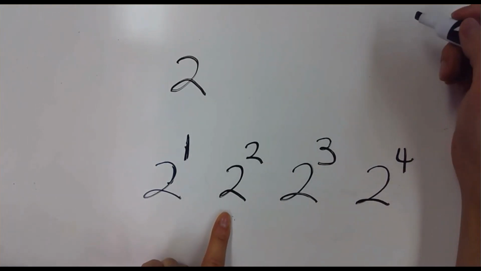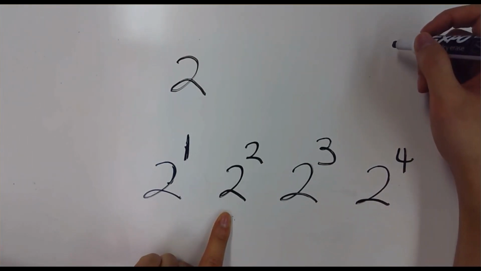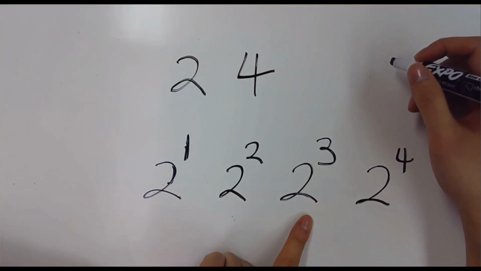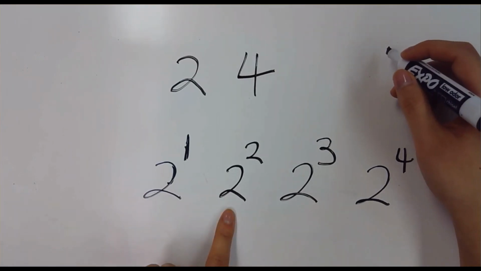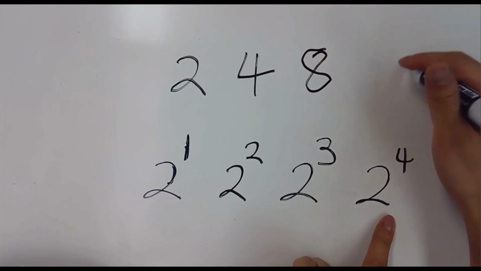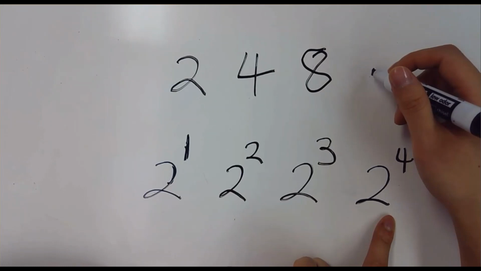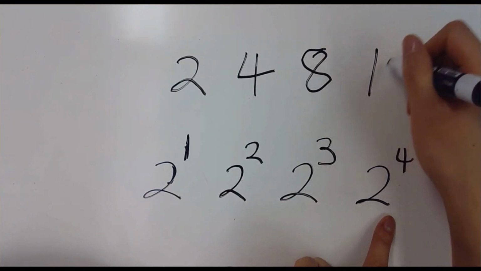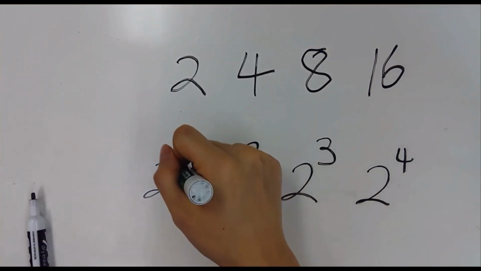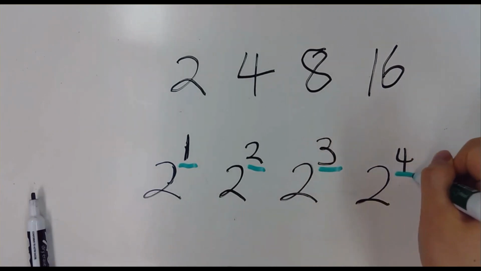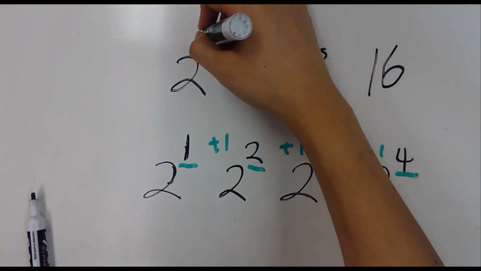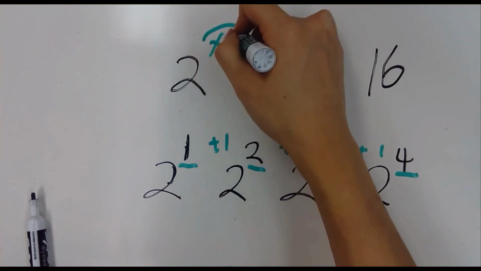Over here, that's 2 to the power of 2, which means we are going to be multiplying 2 by itself twice, which is equal to 4. And 2 to the power of 3 is 2 times bigger than 2 to the power of 2, which is going to be equal to 8. And 2 to the power of 4 is equal to 2 times 2 times 2 times 2, which is equal to 16. So over here, you can see that when the exponent gets bigger by 1, we have to multiply the numbers on the top by 2.